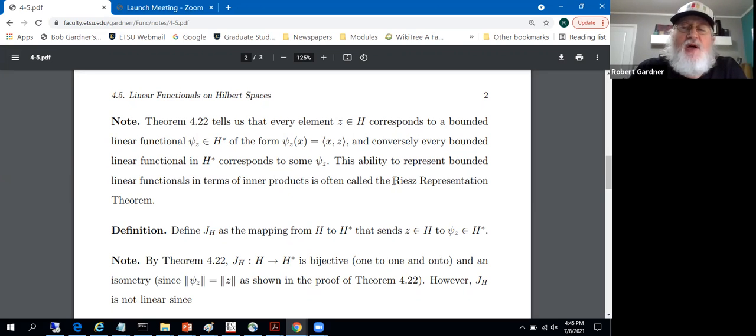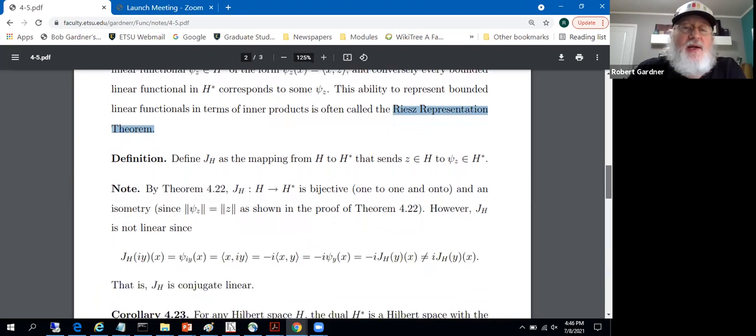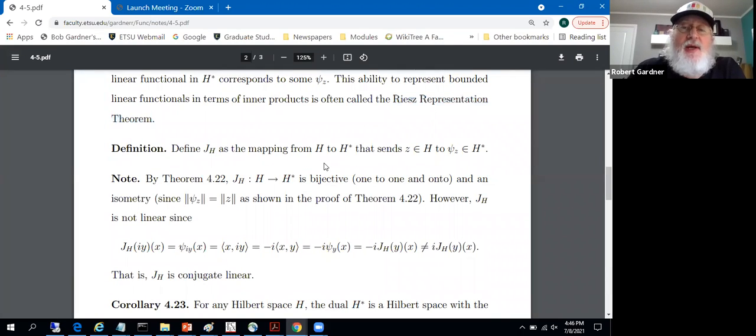And as I said, this is often called the Riesz representation theorem. It tells you linear functionals are effectively inner products and vice versa. So we'll define a mapping J sub H as the mapping from H to H star that sends vector z to the associated psi sub z bounded linear functional. Theorem 4.22 tells us we have this one-to-one correspondence between vectors and psi sub z's. So it tells us this J sub H mapping is bijective, one-to-one and onto.